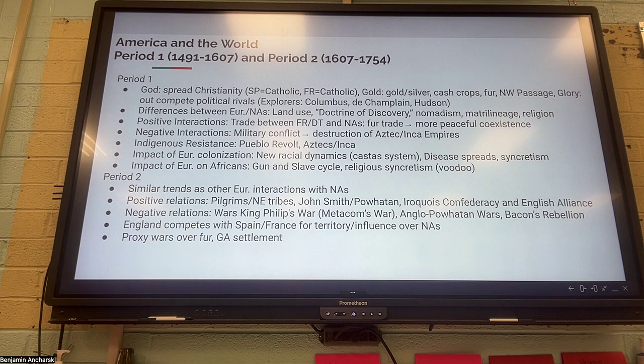We even saw some people looking for magic cities of gold over in the Southwest. We saw explorers, different routes to India, different trade routes or beaver trades, and different notable explorers, among them Columbus, Samuel de Champlain, and Henry Hudson, for whom the Hudson River is named.